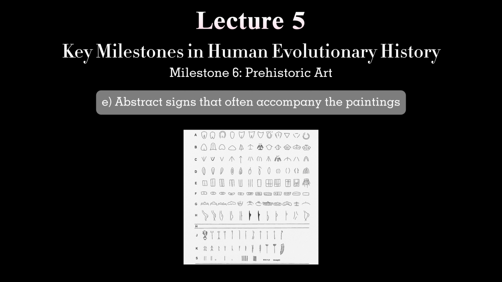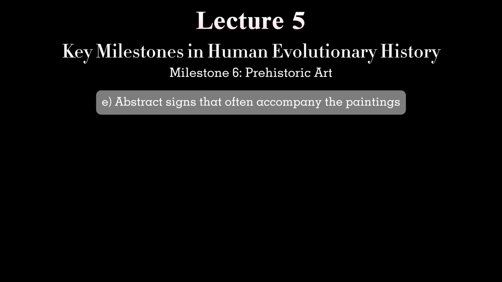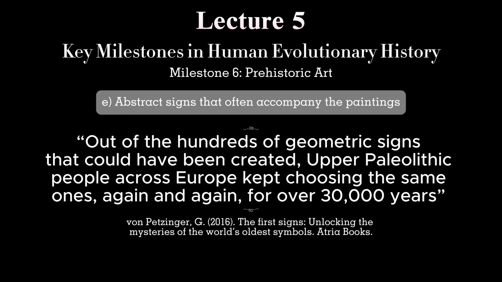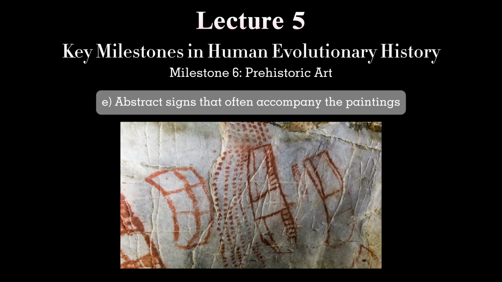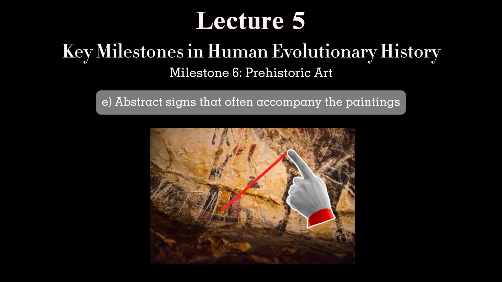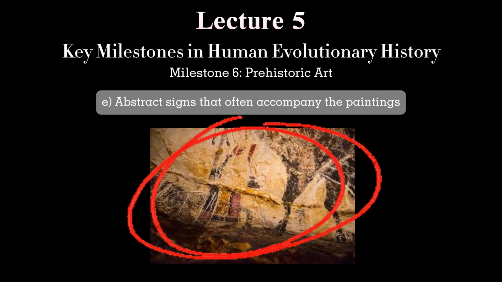or modulatory function. As paleoanthropologist Genevieve von Petzinger observes, out of the hundreds of geometric signs that could have been created, Upper Paleolithic people across Europe kept choosing the same ones, again and again, for over 30,000 years. Panels composed entirely of geometric signs are not uncommon, though more often they accompany depictions of animals. The two systems, the representational and the sign symbolic, seem to be interwoven.